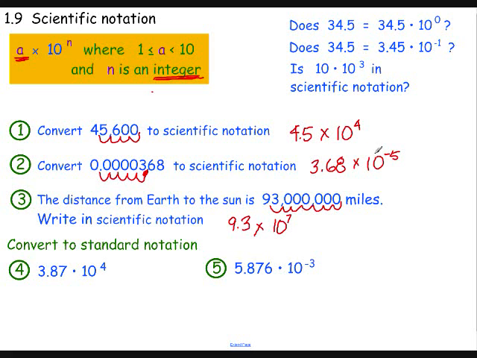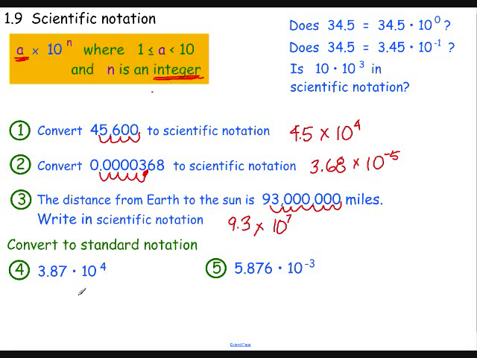Now please notice when we're making it larger, we've got a positive exponent. And when we're, well, I better be careful about how I say this. 9.3 times 10 with a positive exponent is going to represent a very large number. 3.68 times 10 with a negative exponent is going to represent a very small number.